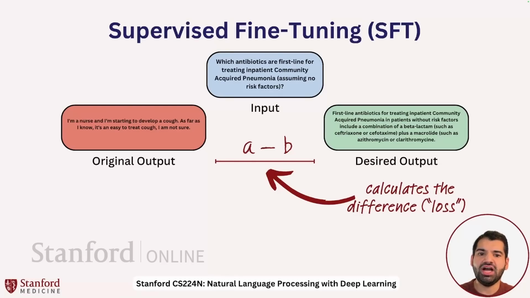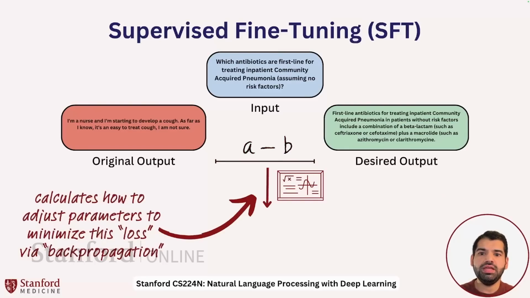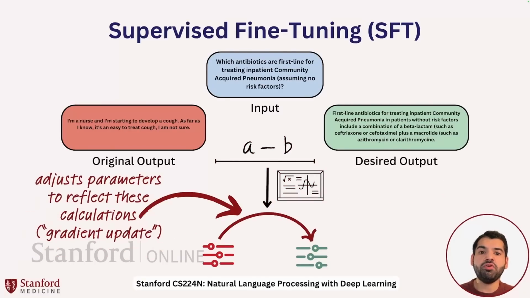The model calculates the loss, again, the difference between the output and the desired response. It uses backpropagation to determine how to adjust its parameters, and then performs a gradient update to reflect those adjustments. Again, the key difference from pre-training is really in the target. Instead of predicting the next token based on unstructured text data, the model learns from carefully crafted, labeled responses.